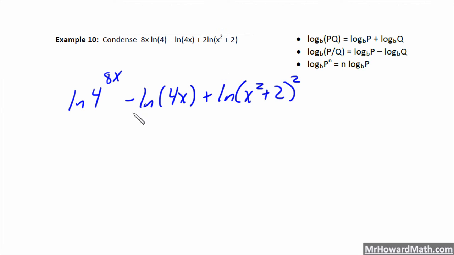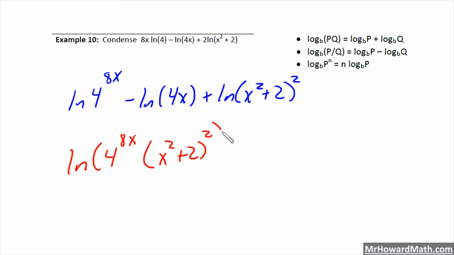Okay, now we can apply our addition theorem right here. So from addition to multiplication. Notice this logarithm right here, this part is negative, but this and this are positive, so we can add those. We're adding those right now, so we're going to make them into one and have them multiply. So we have ln of 4 to the 8x times x squared plus 2 all squared. So we're taking that, and then we still have this minus ln of 4x.